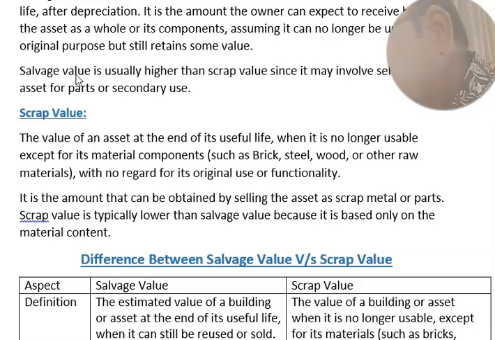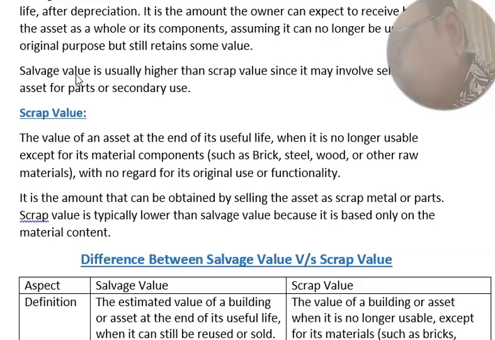And scrap value is the value of assets at the end of its useful life when it is no longer usable except for its material components, such as brick, steel, wood, and other raw material, with no regard for its original use and functionality. So in scrap value, after useful life, materials are sold separately. In property you can sell the bricks, steel, wood, doors, windows separately as scrap. It is not as a component.